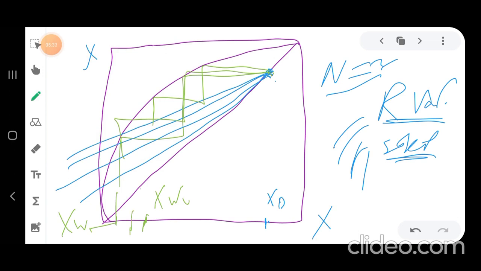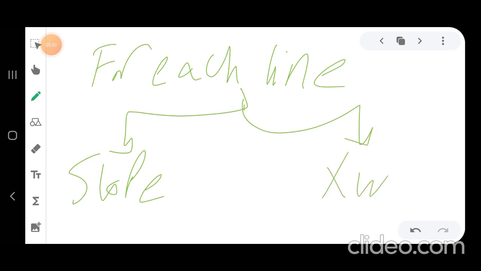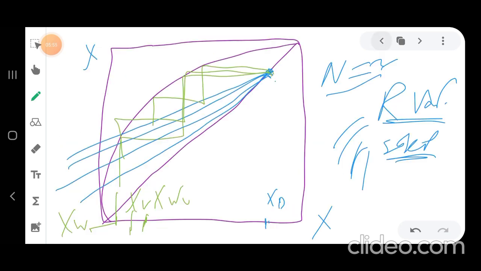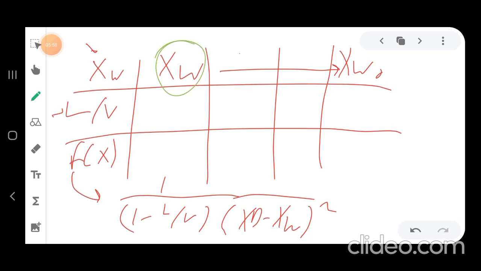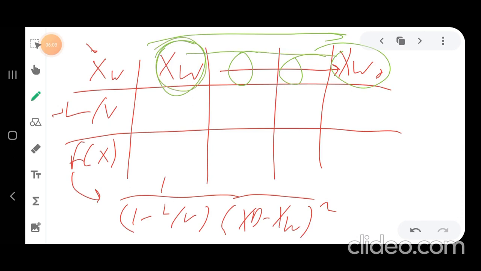You read xw for each line. As a summary, for each line you will have a different slope, of course, and you will have a different xw. So you will take these values of xw and the slope and put them here. These are different values of xw, starting from xw to xw naught. Why? Because the integration is from xw to xw naught.